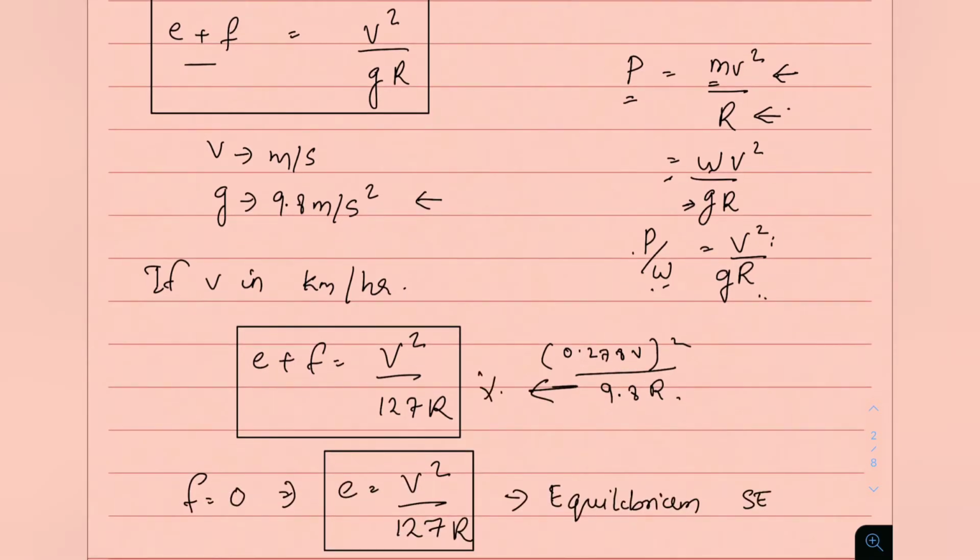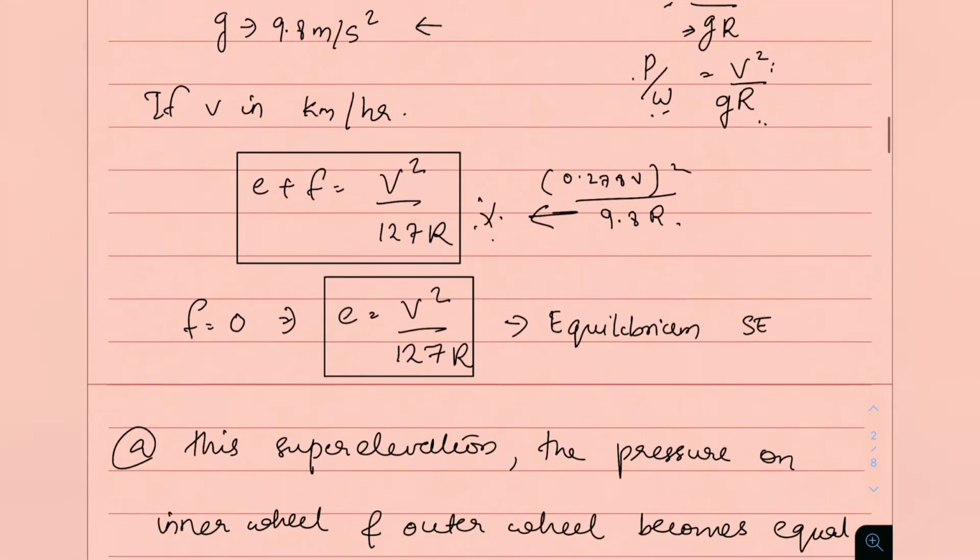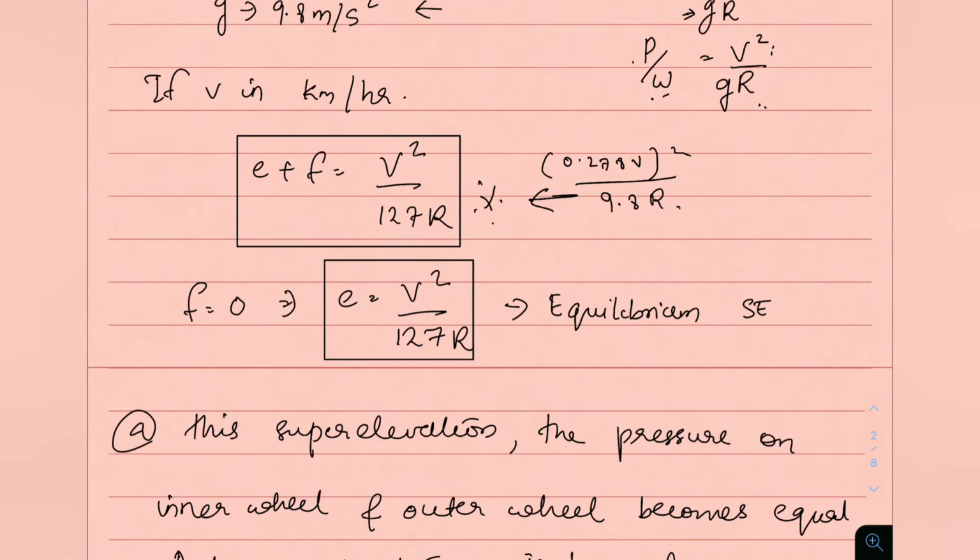This is very important. Suppose f is equal to 0, that is, lateral friction is 0, then e will be equal to V square by 127 R. It means that the vehicle is having pressure on inner wheels and outer wheels as equal. That is, the vehicle has equal pressure on both the wheels. It is called equilibrium superelevation. Then f is 0 means that the whole value of V square by 127 R is taken by e. So e will be higher on this side.